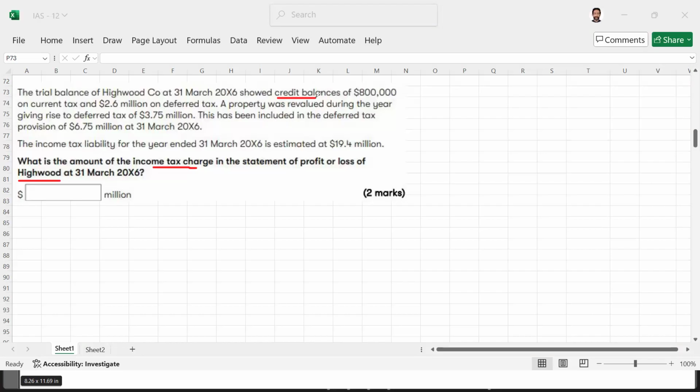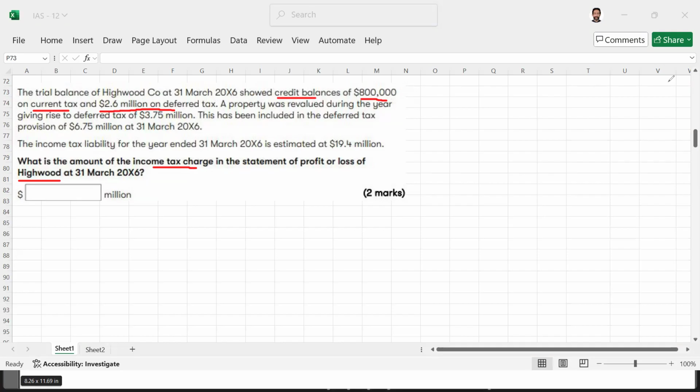So this year, this is going to be an adjustment and we're going to reduce it. Last year, we provided 800,000 more. So we're going to deduct this time. And on current end, 2.6 million on deferred tax. So the opening balance on the current tax was 800,000, and for the deferred tax, the opening deferred tax liability was 2.6 million. Okay. So we have the opening deferred tax liability.